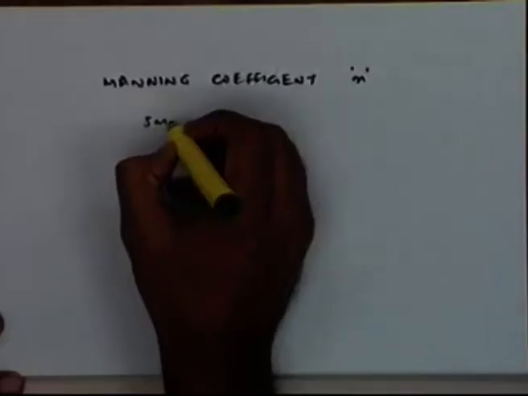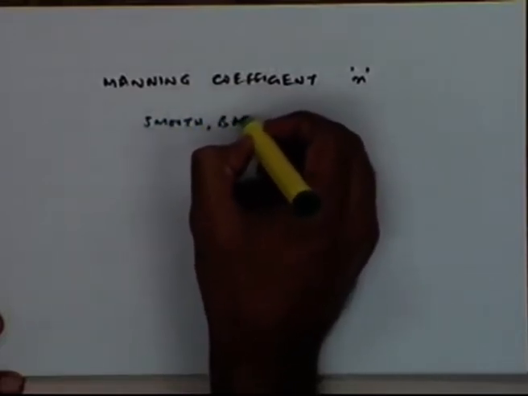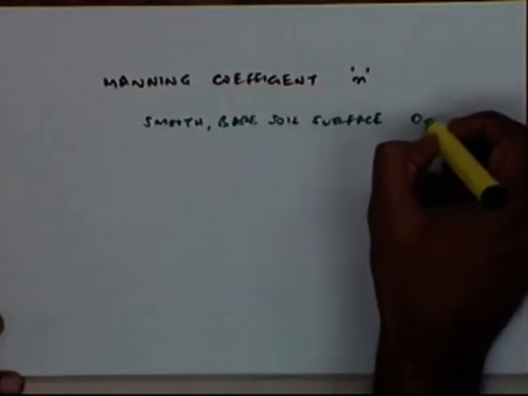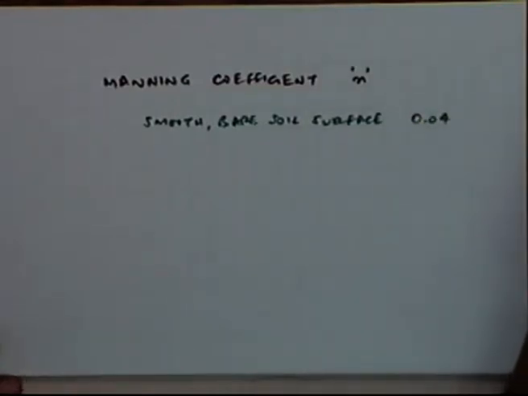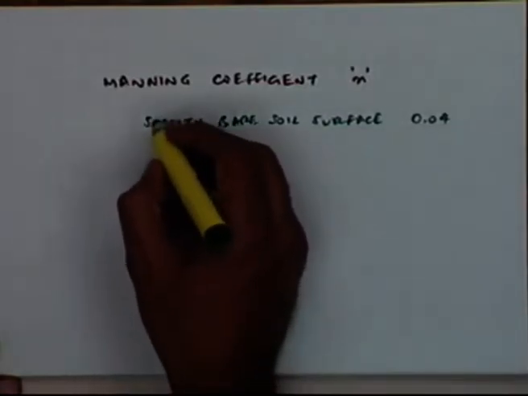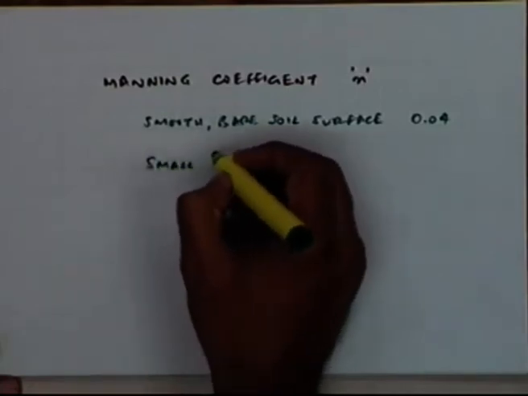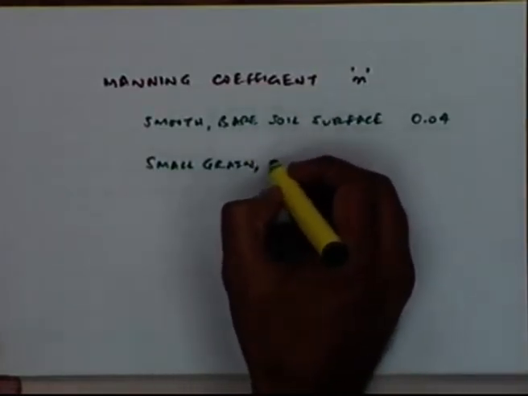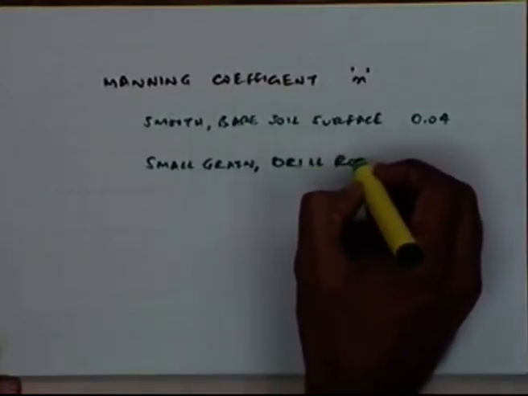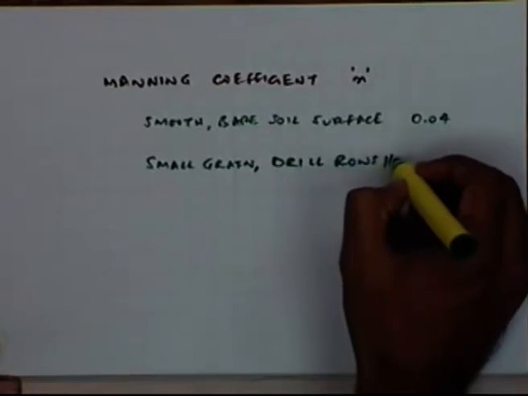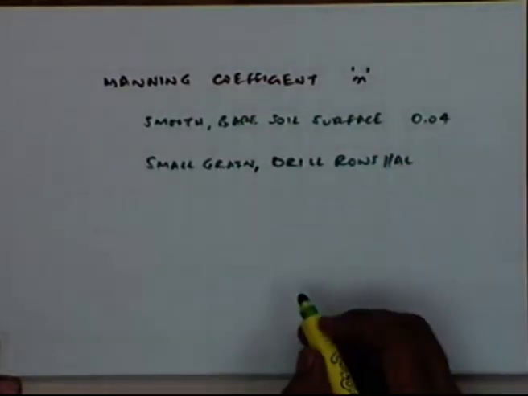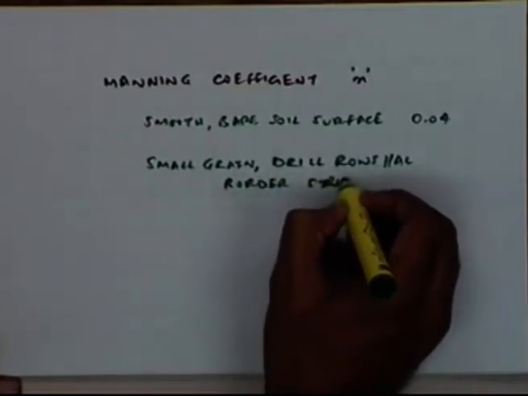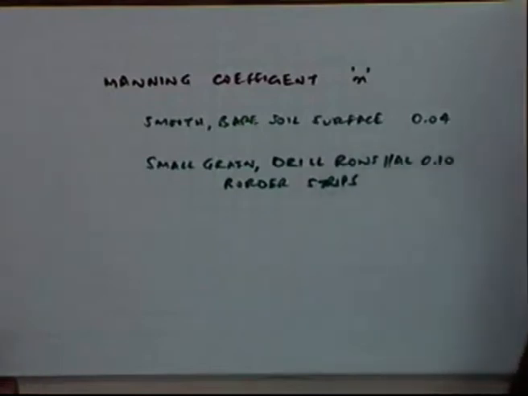Let's take the case of smooth bare soil. The value of n can be 0.04. If you take small grain crops and you have drilled the rows parallel to the strips, the value might be 0.1.